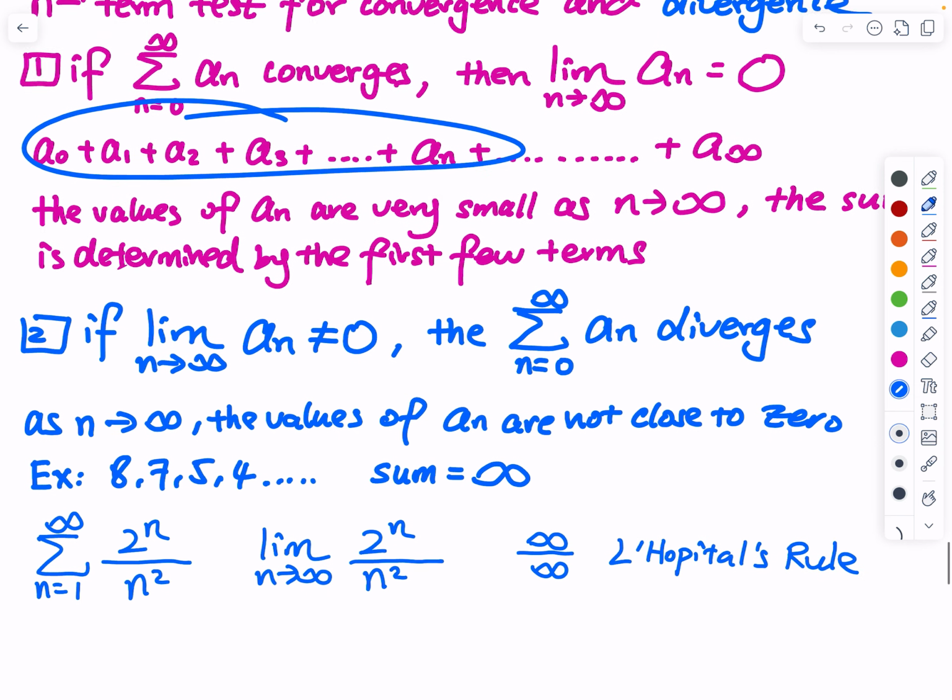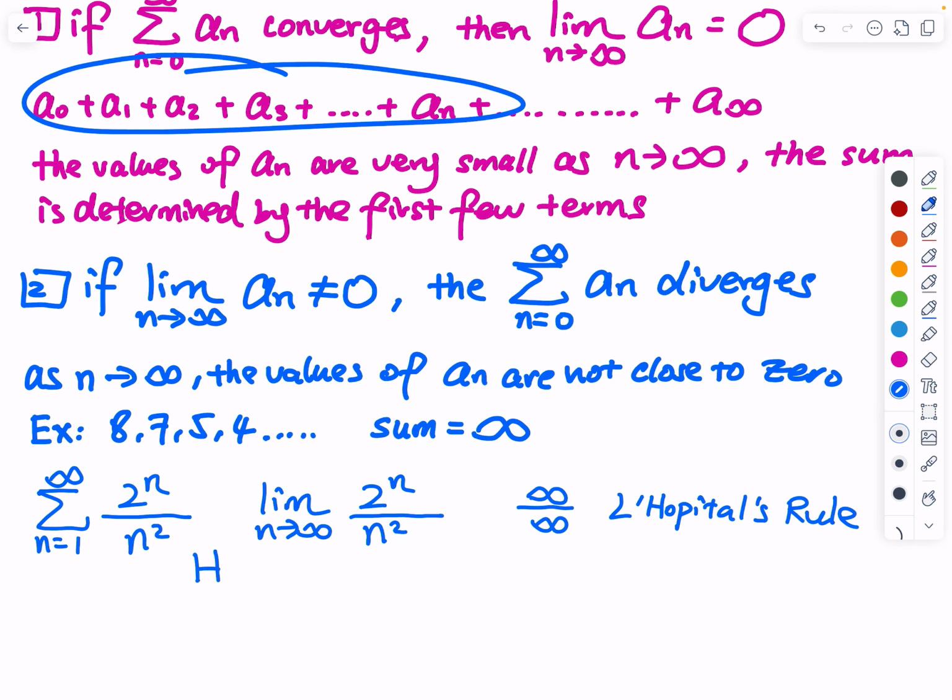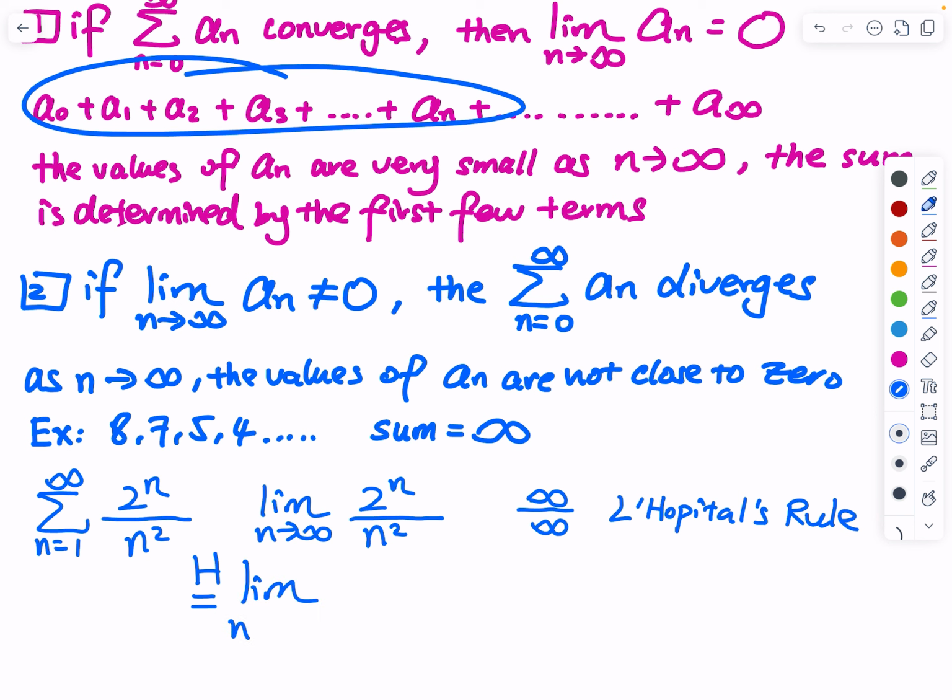For L'Hopital's rule, you have to write an h above the equal sign. That means we apply L'Hopital's rule right now. Limit as n approaches infinity, and you need to take the derivative of the numerator. The numerator is an exponential term, 2 to the n, and then multiply by ln of the base. If the base is e, then you have e to the n times ln e, and ln e is equal to 1. The denominator is a power rule. We take the 2 down, and then n raised to 2 minus 1, which is the first power.